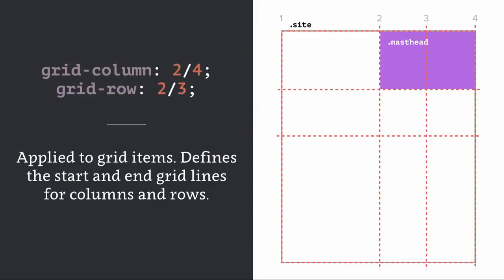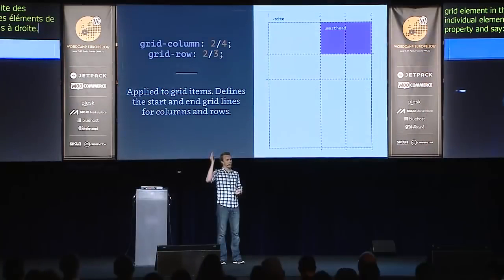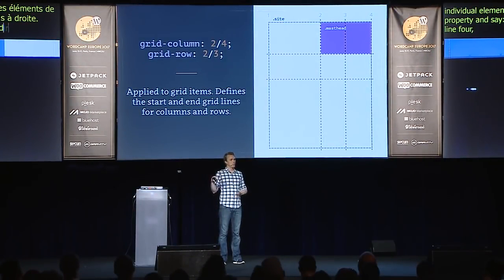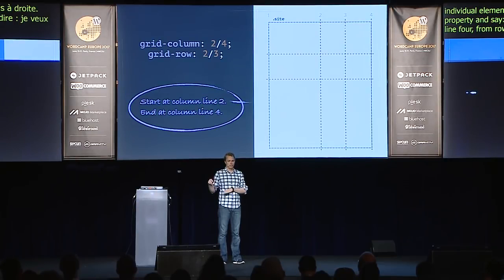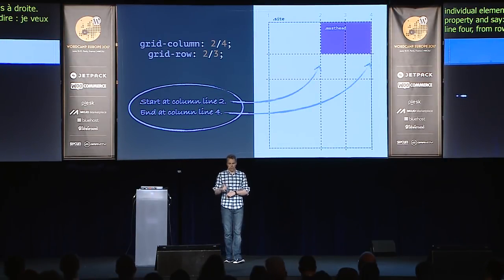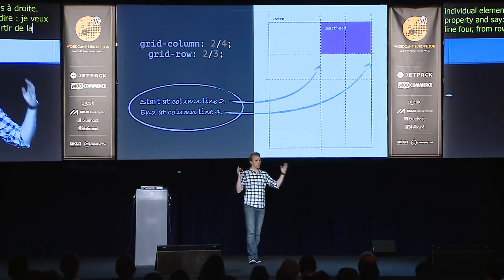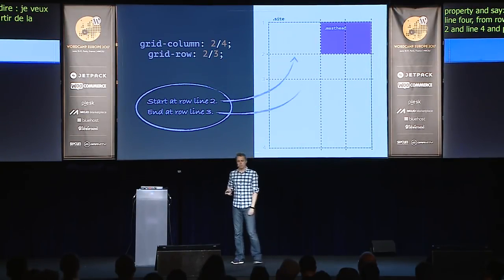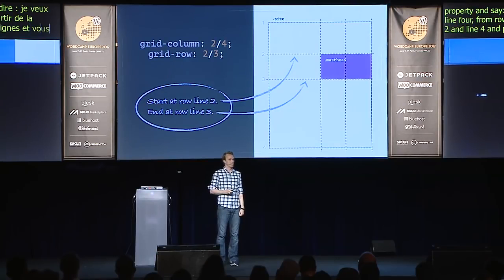Then, for each individual element, you can, if you want to, declare a grid column and a grid row property, and say, I want this element to appear from column line 2 to column line 4, and from row line 2 to row line 3. That means you literally find column line 2 and column line 4, and you put the content in between those two lines. Same with rows. What?